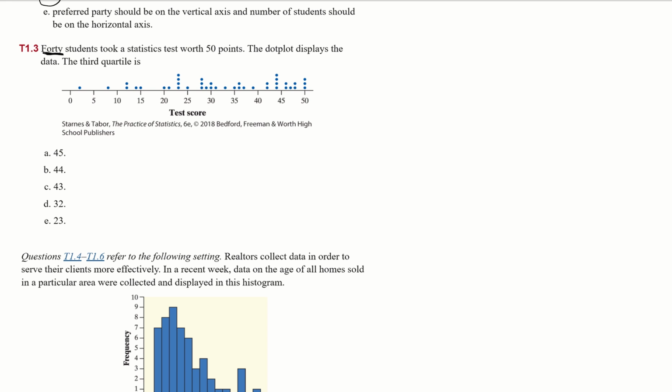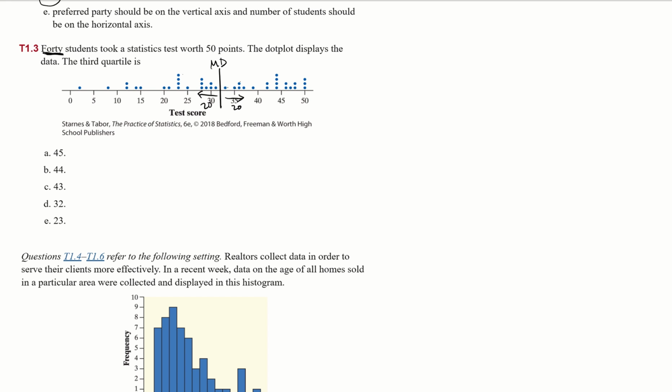2, 3, 4, 5, 6, 7, 8, 9, 10, 11, 12, 13, 14, 15, 16, 17, 18, 19, and 20. So this is the 20th dot. So it's got to be here so that there's 20 on the left and 20 on the right. So this is the median, otherwise known as the second quartile. And then we need to find the third quartile, which is the median of the upper half of the data. So now we need to find the median of the upper half. Now there's 20 dots here. So that means at the 10 mark, we'll cut it in half.